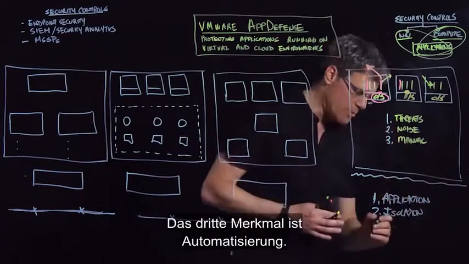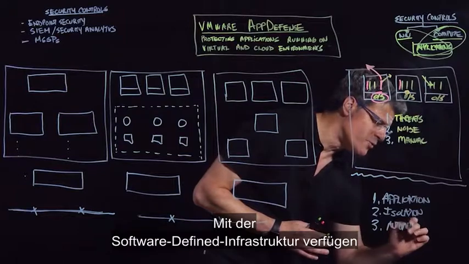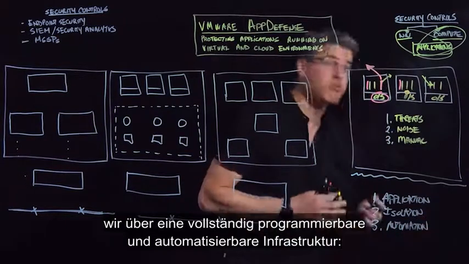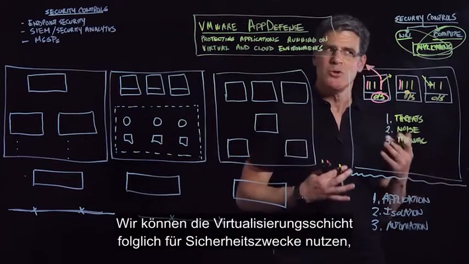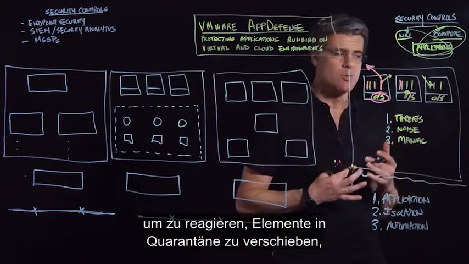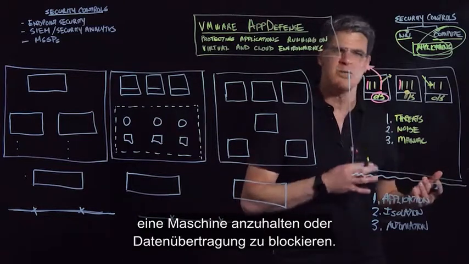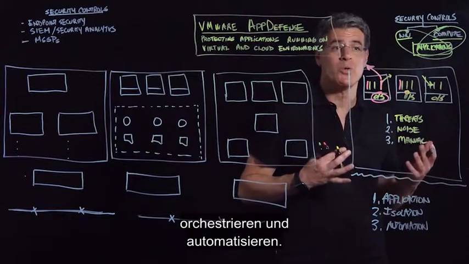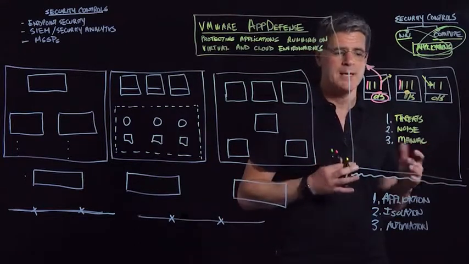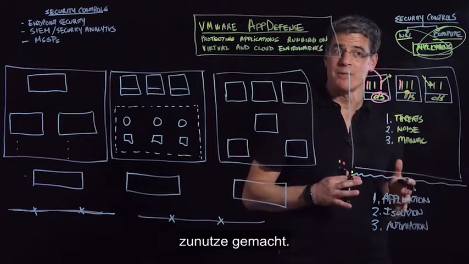The third unique property is automation. The fact that with a software-defined infrastructure, we have a fully programmable, automatable infrastructure. It's software. And that means we can use it to our own ends in security to respond, to quarantine, to re-image a machine, to suspend a machine, to block communications. Suddenly those things are very possible to orchestrate and to automate response. And that's exactly what we took advantage of when we built AppDefense.